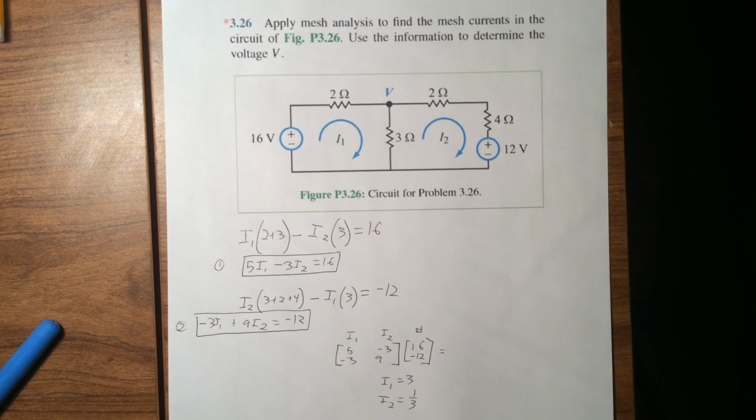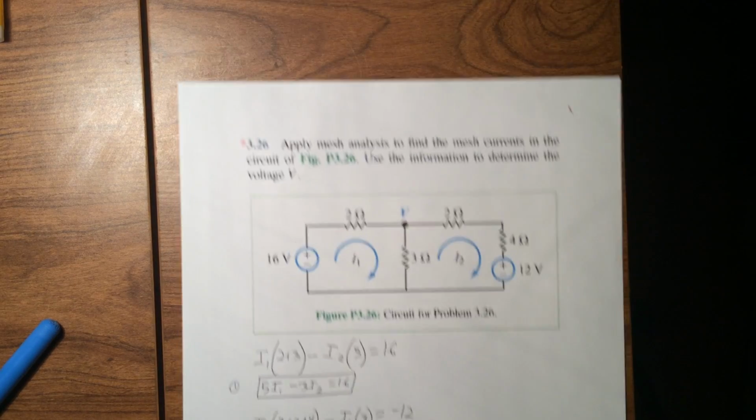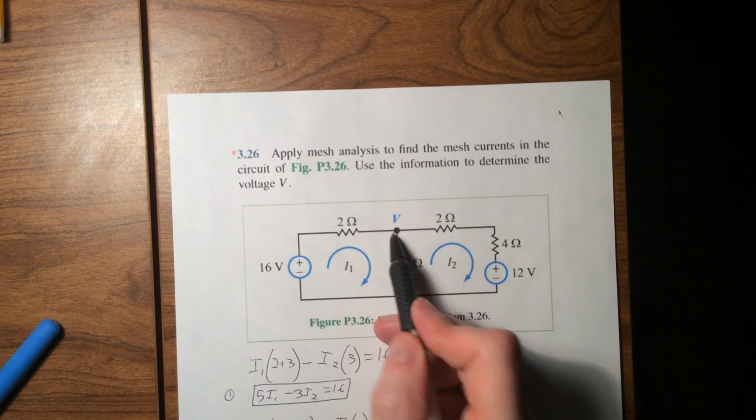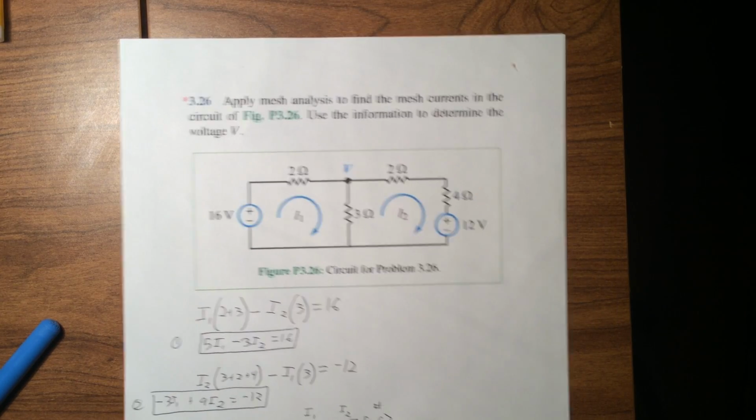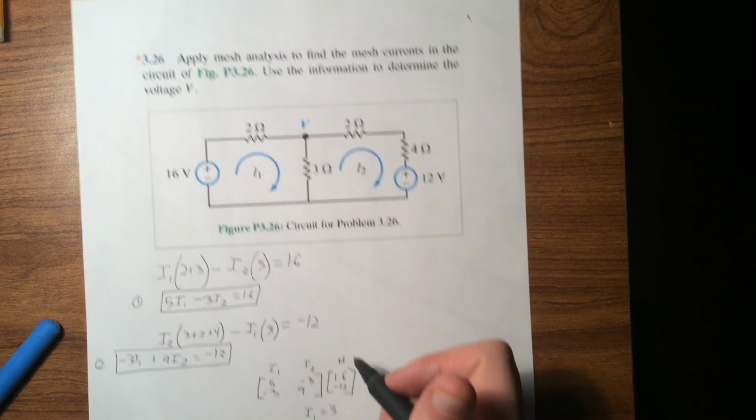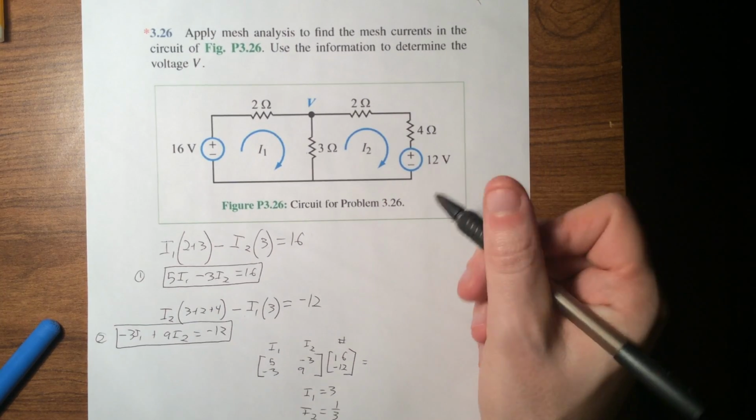And is there anything else this problem is asking? Use the information to find voltage V. So they want us to find that node there. So how do we do this? So this is kind of cool. This is the conceptual side of this problem.